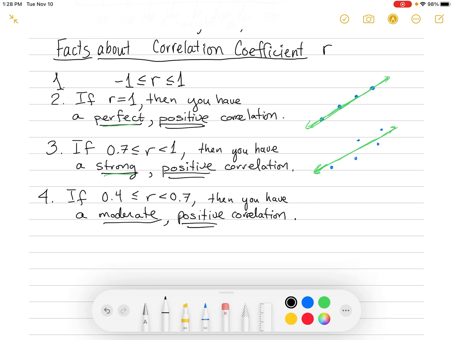Should be two R's in correlation. I keep leaving out the second R for some reason.